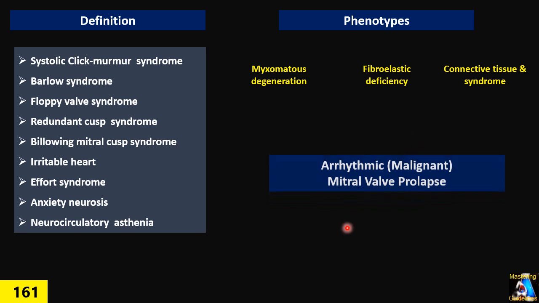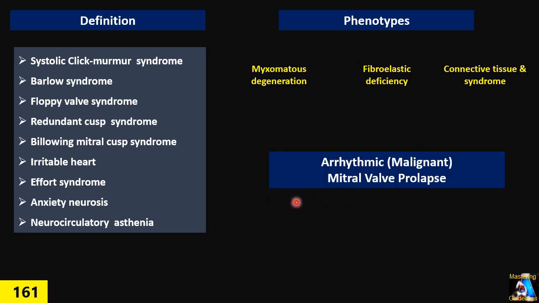Another topic that has recently received more attention is arrhythmic mitral valve prolapse. That is one of the most common causes of sudden death among patients with mitral valve prolapse. I'm going to talk about these three topics: myxomatous degeneration, fibroelastic deficiency, and arrhythmogenic mitral valve prolapse.